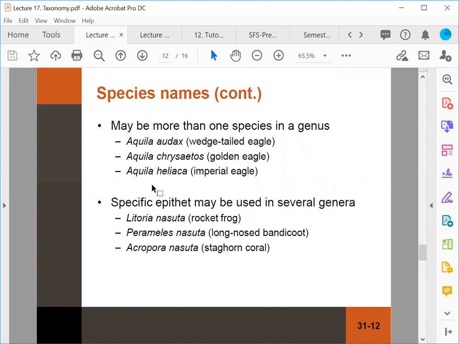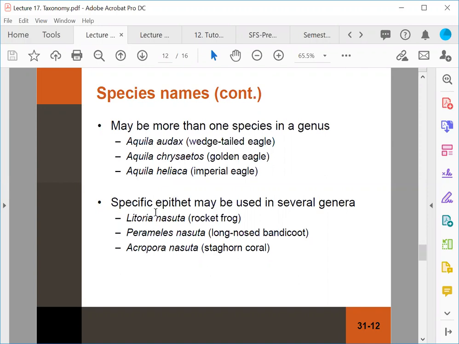Here are some examples for you. Of course, all eagles, and we've already looked at this one, the wedge-tailed eagle. Aquila, by the way, is Latin for eagle. Some of the specific epithets can be quite descriptive. So chrysaetos is actually ancient Greek for the word golden. And then here we have Aquila heliaca for the imperial eagle.